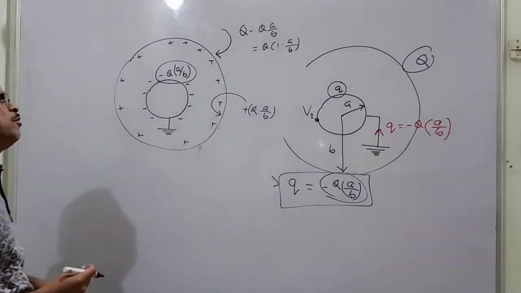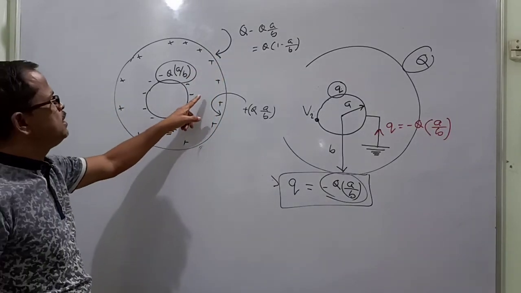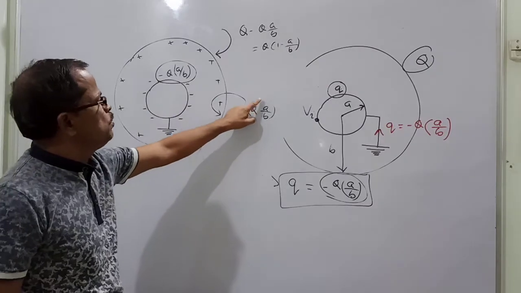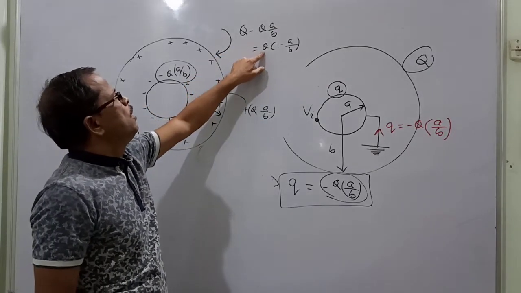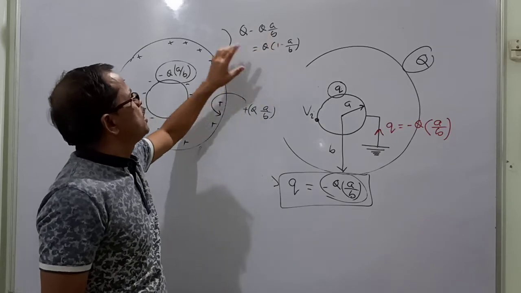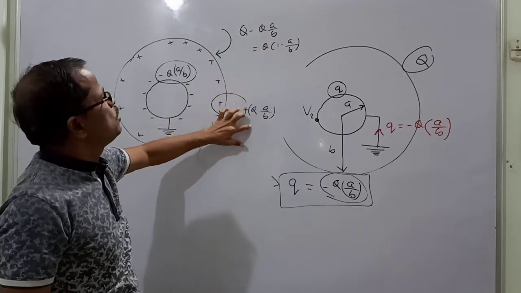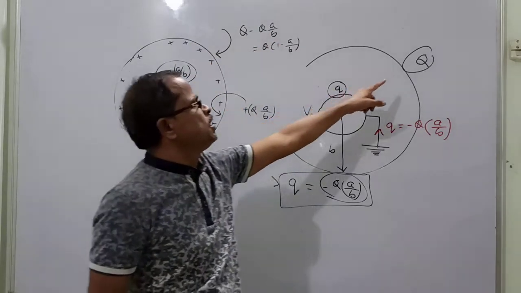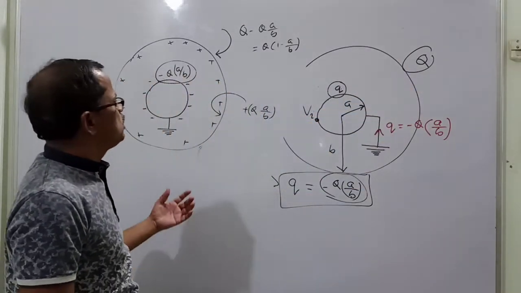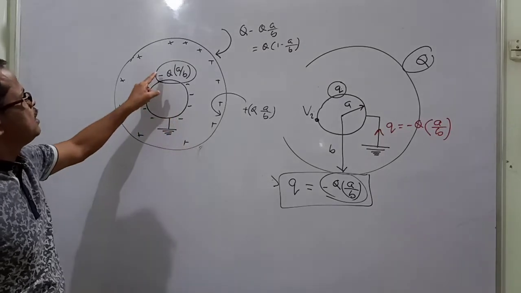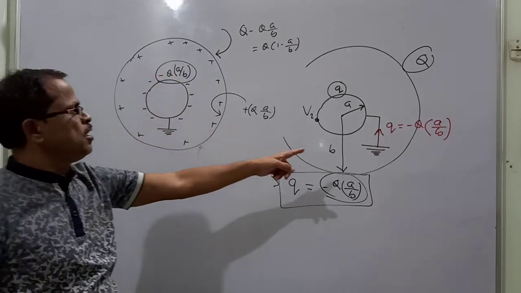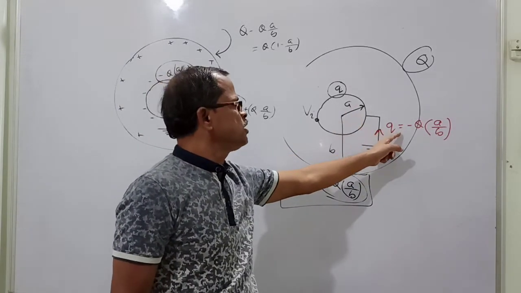So again remember: how much charge is present on the inner surface? Q A by B. How much on the outer surface? Q minus Q A by B. What is the total charge on the outer surface? This plus this, obviously, is equal to Q. And how much charge will come to the inner sphere from the Earth? That is minus Q A by B.